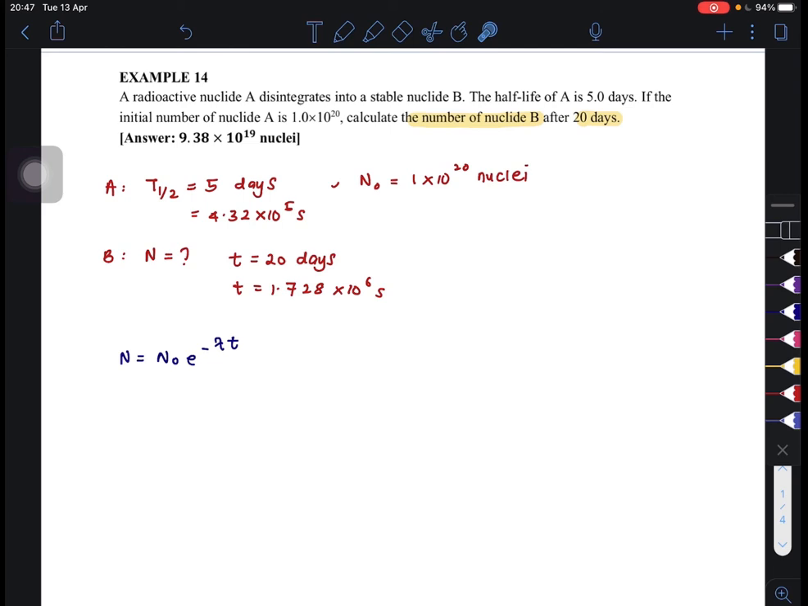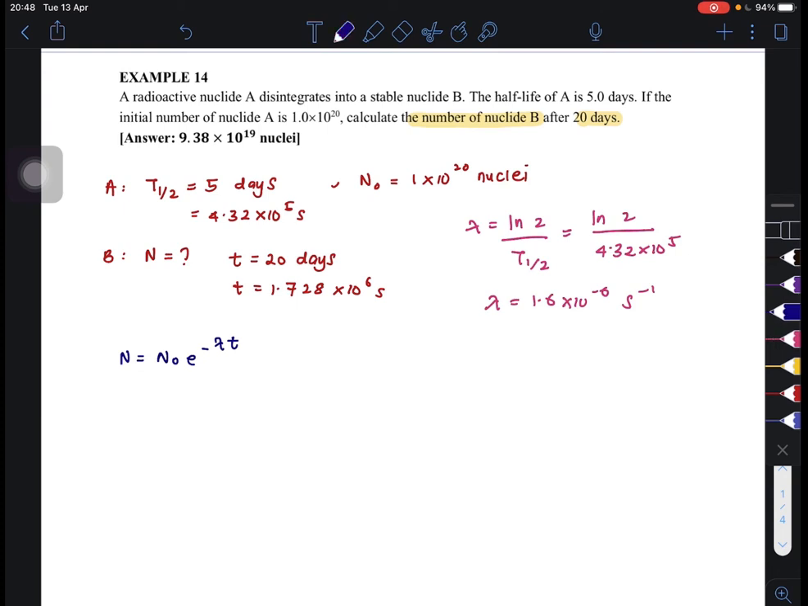di mana the condition that is given is this one, T is equal to 1.728 exponent 6 second, and then we are given the N naught, which is this one, and then the decay constant we need to find first, di mana decay constant adalah sama dengan ln 2 divided by the half-life. So ln 2 divided by half-life, which must be in second. So sama dengan 1.6 exponent negative 6 per second.